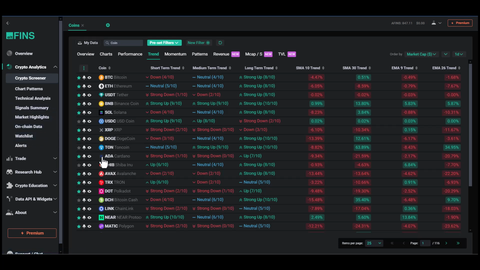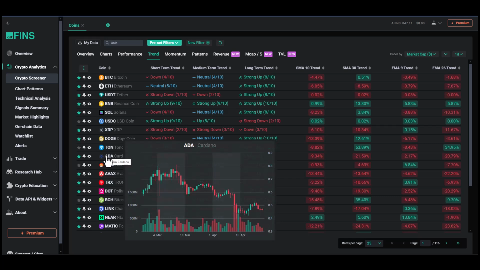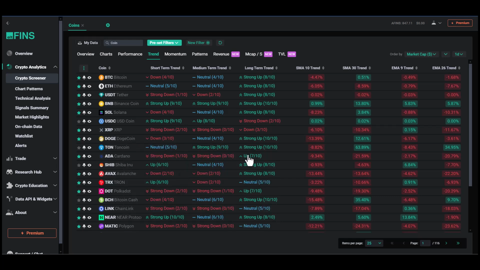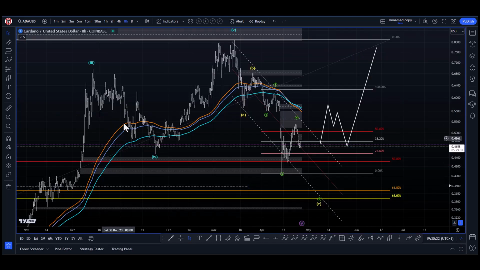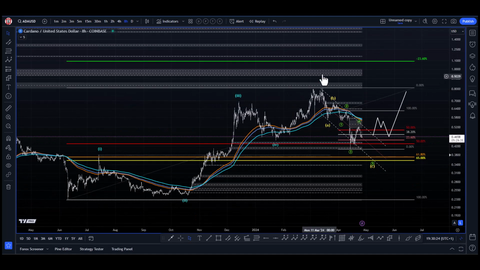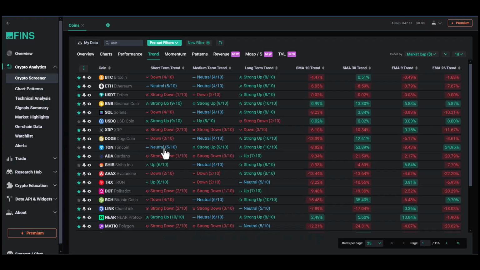But if we look here, there's Cardano, which we just looked at. Right now, long-term trend, good, 7 out of 10. Oh, I mean, we were just right here. Okay, is there confusion about the long-term trend? No. Short-term trend, we're in a correction. So the short-term trend is down, the medium-term trend is down, but the long-term trend is up. So, boom, there's Cardano.